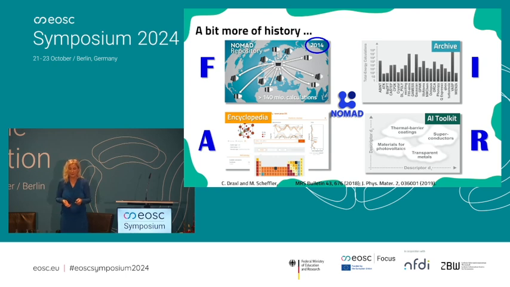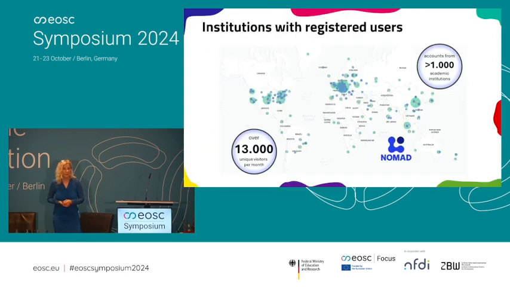Now, as I showed before, we got transformed a little bit into this database initiative, and this is where we are now. So the whole infrastructure is not just a pure database. It is now used by registered users from more than 1,000 academic institutions worldwide. So there are several thousand registered users, but there are many more users, because for using the data you don't need to register. It's just if you contribute, if you upload data, then you need to have an account.